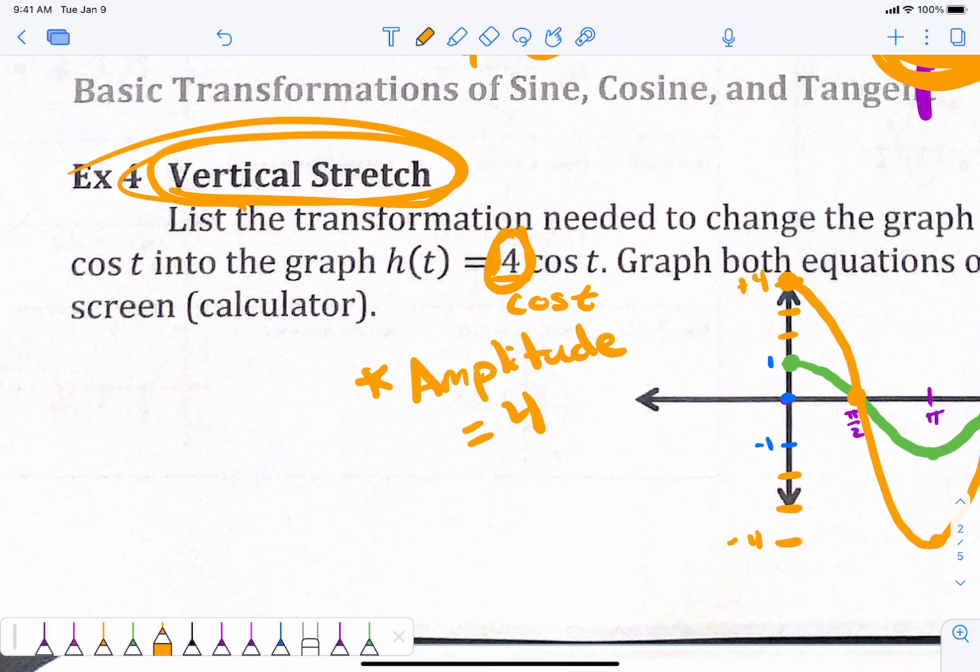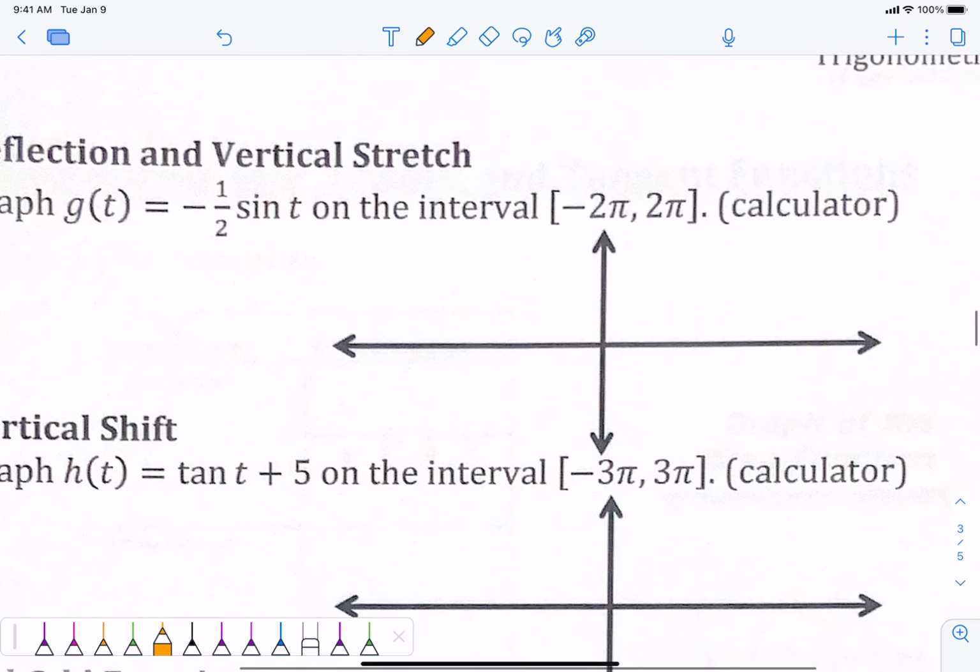So that's called a change in amplitude, and an amplitude change is just a vertical stretch. You're just making him taller or shorter. All that number out in front does is change that. Good? All right, let's go down to the next one.